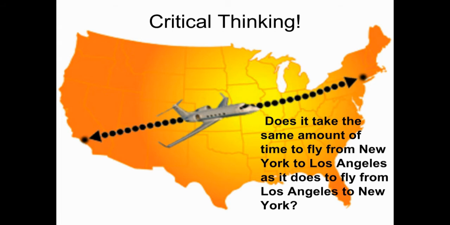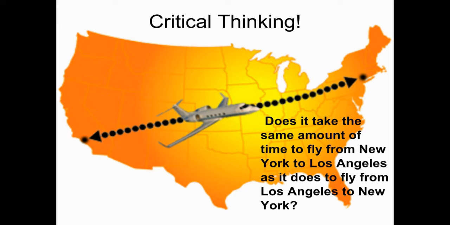So here's something to think about before we continue. Does it take the same amount of time to fly from New York to Los Angeles as it does to fly from Los Angeles to New York? If you think no, you're absolutely correct. It takes about 5 hours and 45 minutes to fly from New York to Los Angeles. It takes about 5 hours and 16 minutes to fly from Los Angeles to New York.